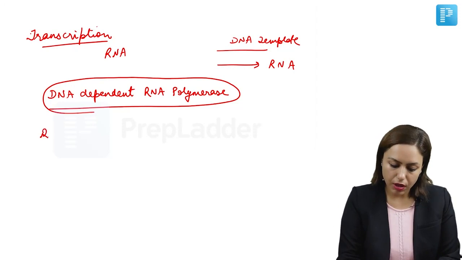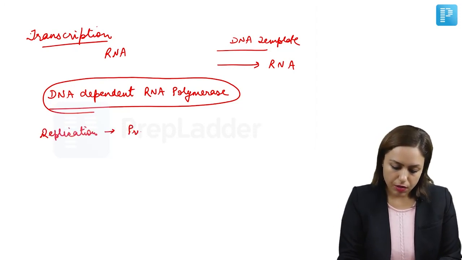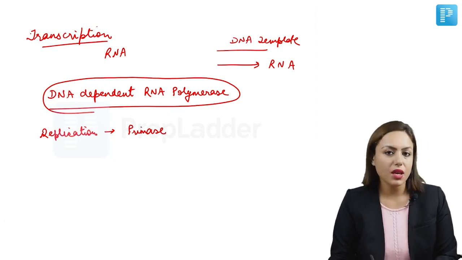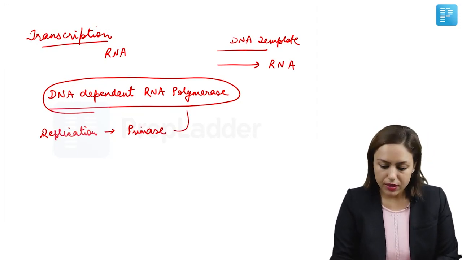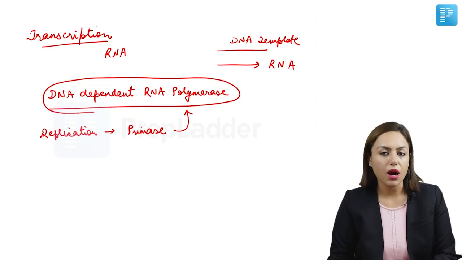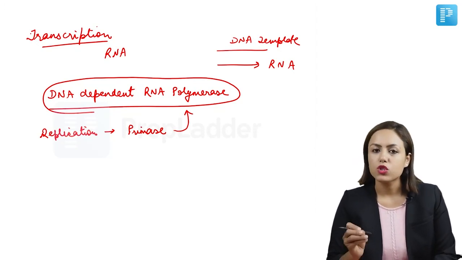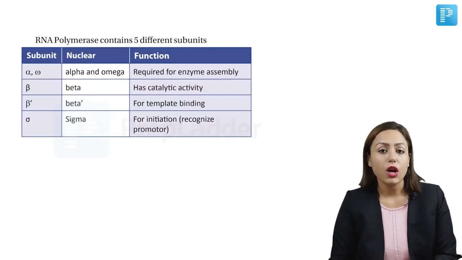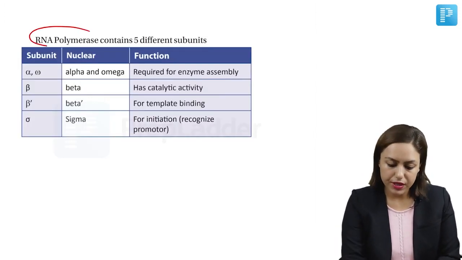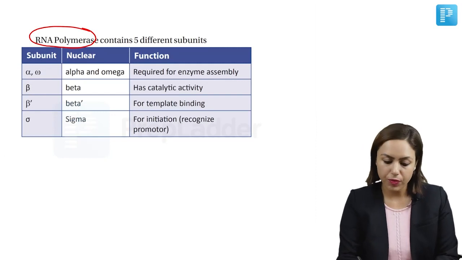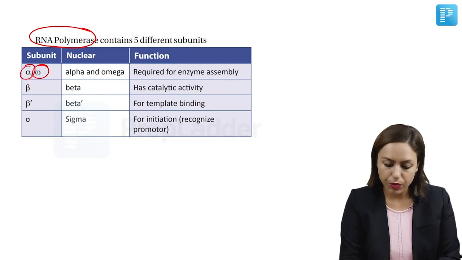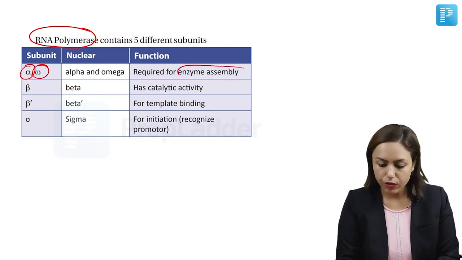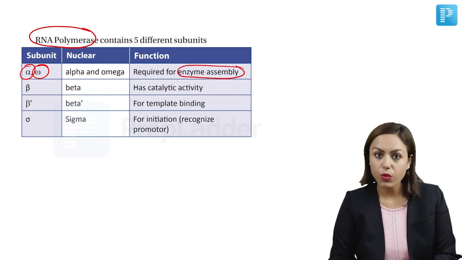But in replication, primase enzyme, which is synthesizing RNA primer, that enzyme is also DNA dependent RNA polymerase. Okay, so there is one RNA polymerase in replication also, right? Now this enzyme RNA polymerase has various subunits. Okay, it has alpha and omega, which are required for the assembly of this enzyme, right?